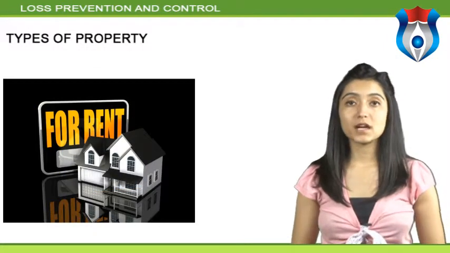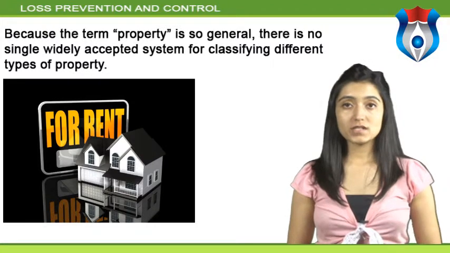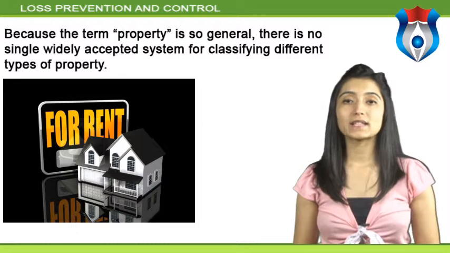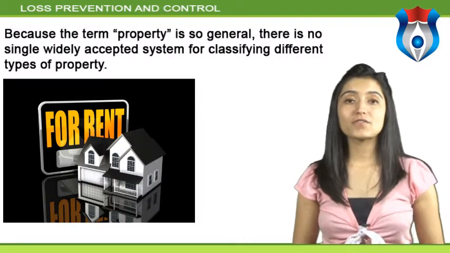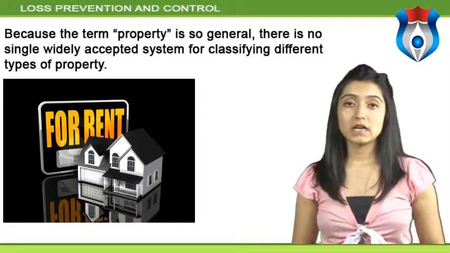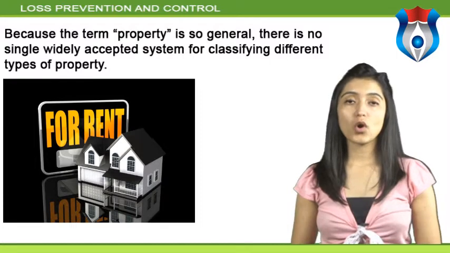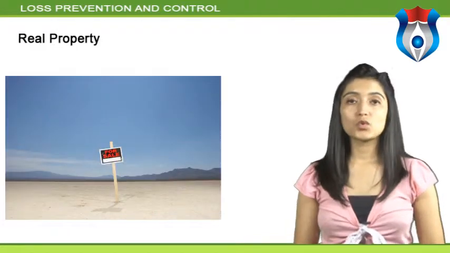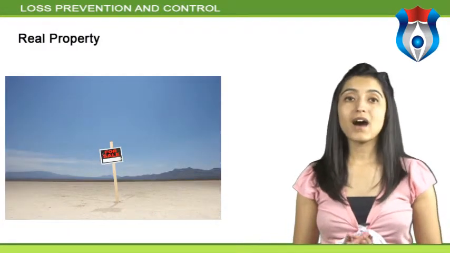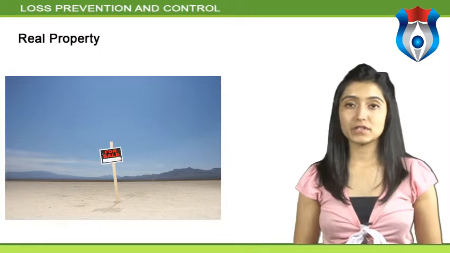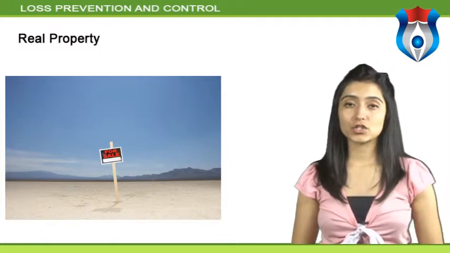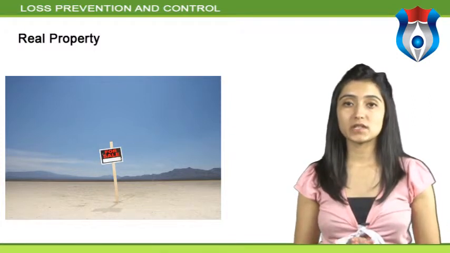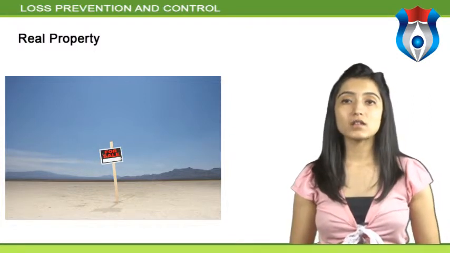Now we will discuss the types of property. Because the term property is so general, there is no single widely accepted system for classifying different types of property. However, it is customary to draw a distinction between real property and personal property. Real property includes unimproved land and buildings and other structures attached to land. Real estate, other than all permanent property improvements, is known as unimproved land.